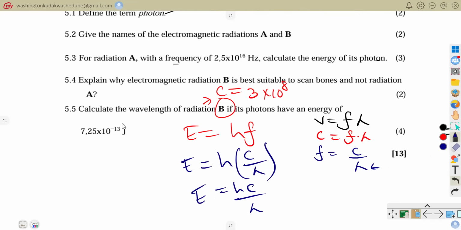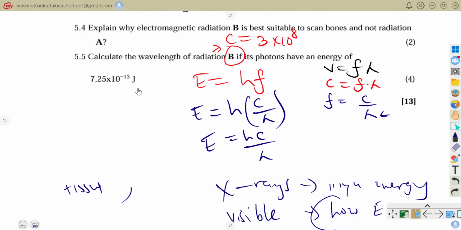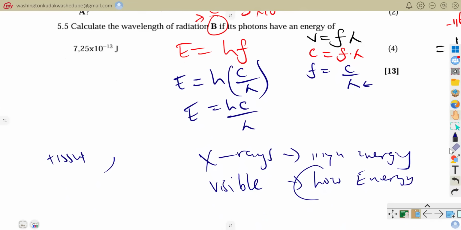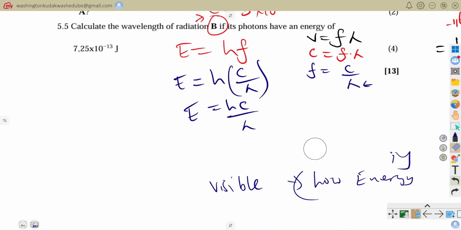Now I'm given the energy of that radiation. Since I'm given the energy of that radiation, what I'm just going to do, allow me to wrap this. We used it before.